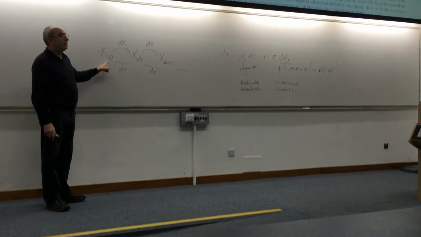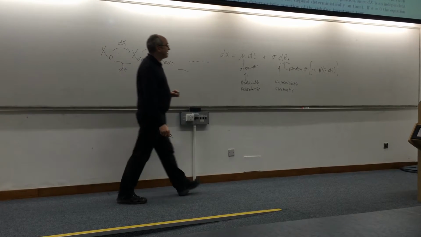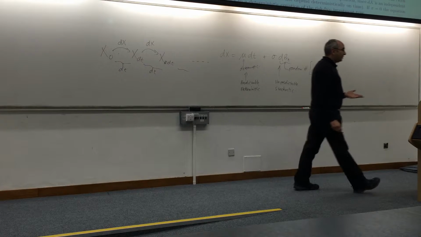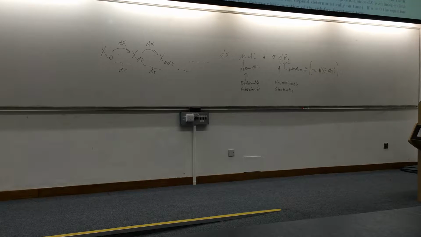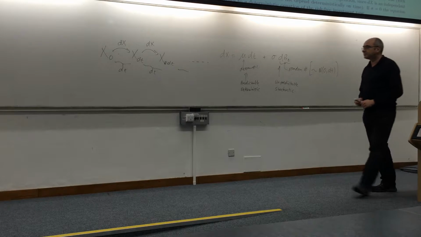Okay? So when you solve a deterministic system, as we saw in differential equations, you solve it, you get the same answer every time you solve the equation. When you solve a stochastic differential equation, you get a different answer each time you solve it. So what does it mean to have a solution of a stochastic differential equation?